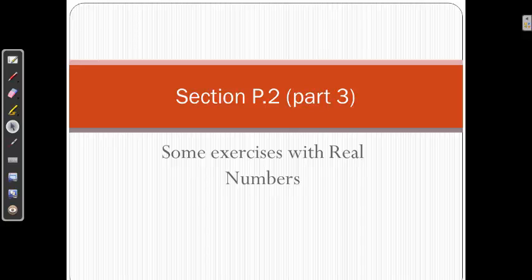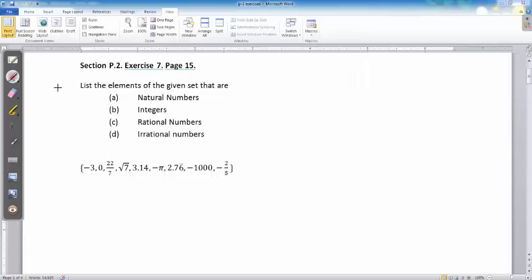I will also add annotations to the video so you can see what problems were done in the video, and that way you might be able to skip to some of the problems you actually want to see. Alright, let's get started. This is the first problem we're going to be looking at. This is from Section P2. It's exercise 7 on page 15 in our book.